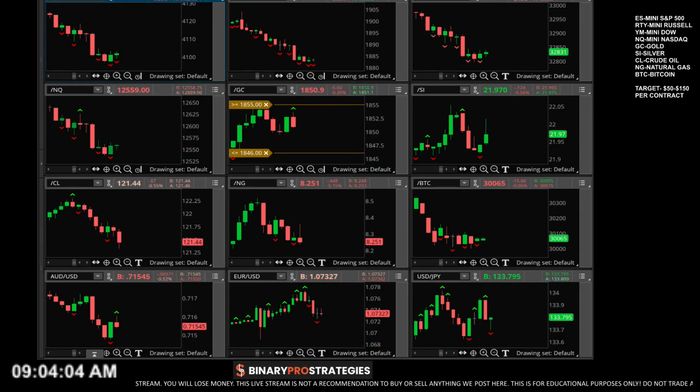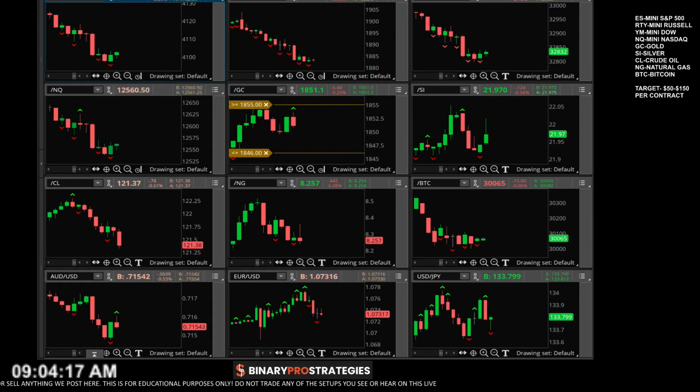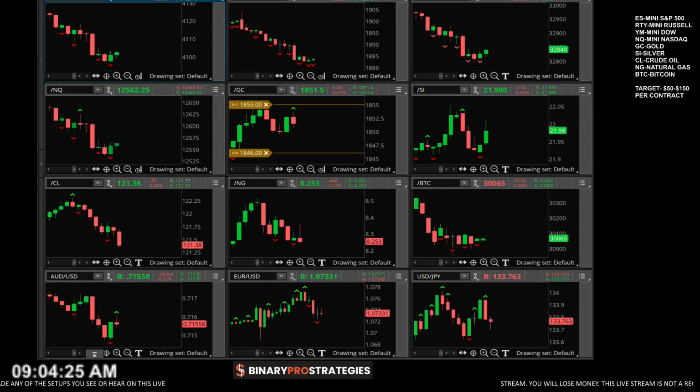All right, so the only thing coming out of the gate is a long gold right now. Gold hit about 15 minutes ago for a buy, looking for a target of 1855. Right now, I don't see anything setting up for the indices. On the currencies, we are in a short on the Euro US, but it is running late here, so let that go.